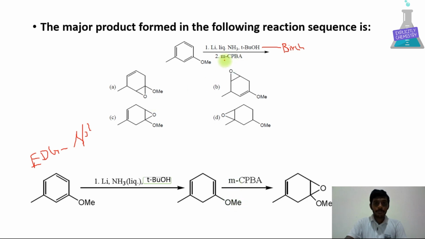After that, we are adding mCPBA, meta-chloroperbenzoic acid. Here this epoxide will form. If we add mCPBA, this ene will convert into epoxide. Thus this is the product. This is in option number C.